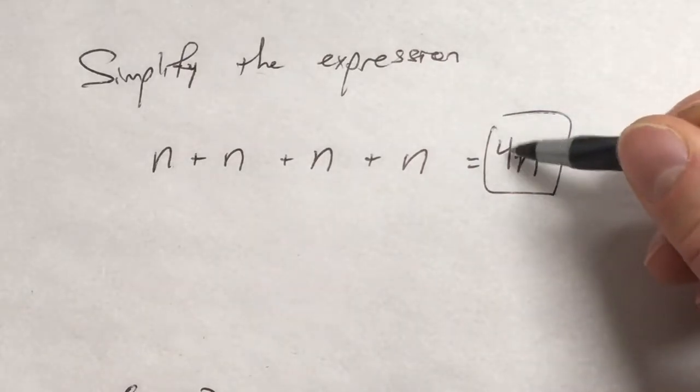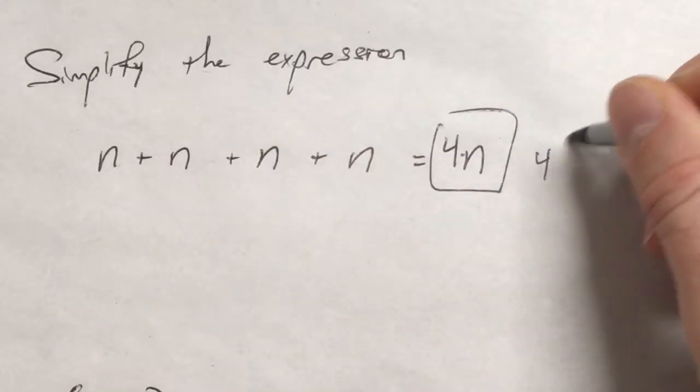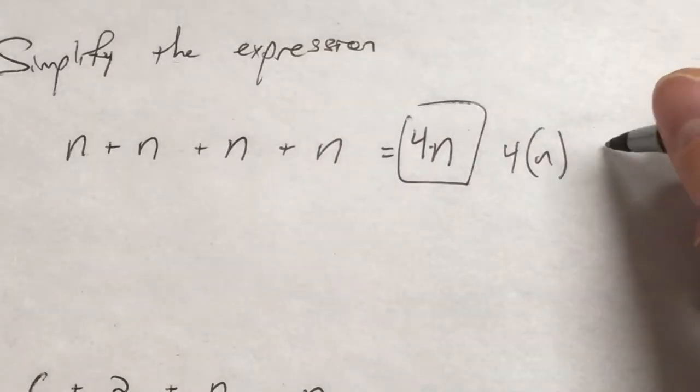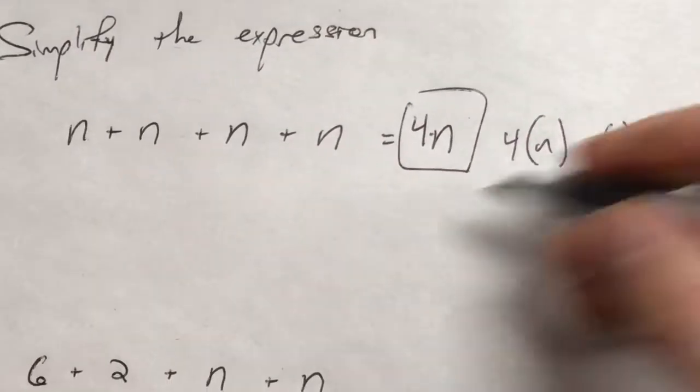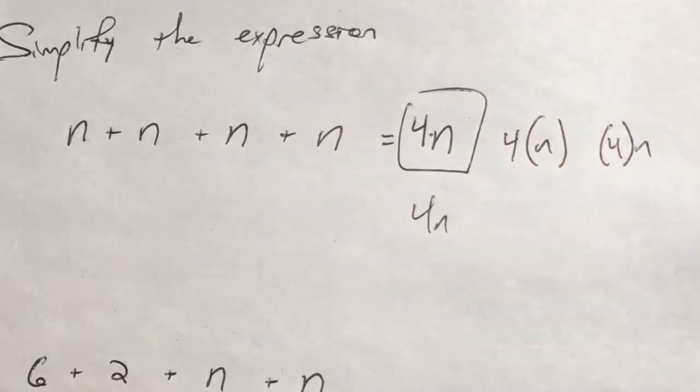And you can put the dot in between showing multiplication. You could do 4n like this. You could do 4n like that. But most commonly, you'll just see it as 4 next to the n.